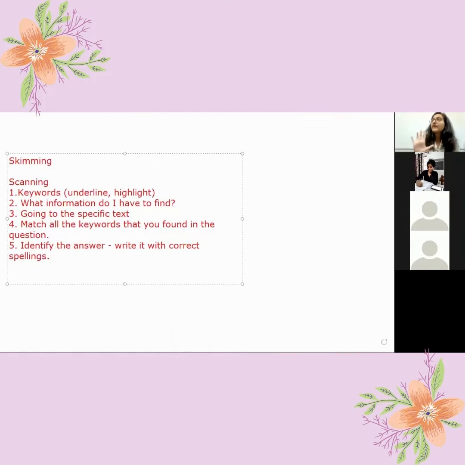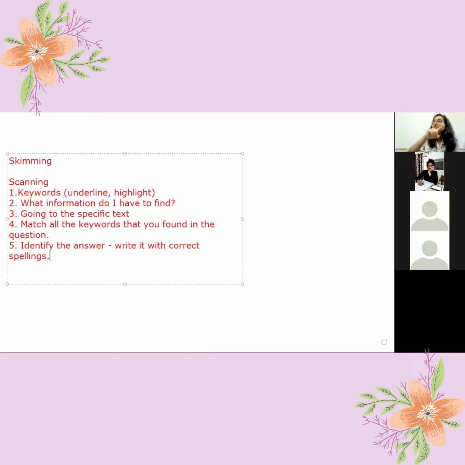So these are your five steps for scanning efficiently, okay? Number one, keywords you're going to underline or highlight. Number two, quickly ask yourself, what information do I have to find? Number three, going to the specific text. So how will we do that?